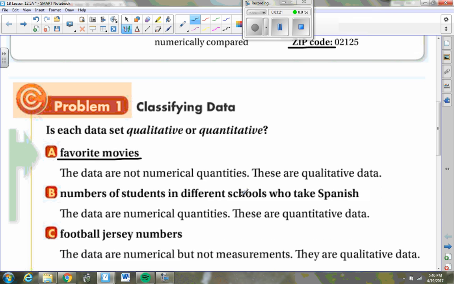Number of students in different schools who take Spanish. Well, certain schools have different numbers of students. There's a key word here, numbers of students. And these data certainly are numerical quantities. They can be added together. They can be averaged. You can manipulate those numbers in that way. So that is an example of quantitative data.